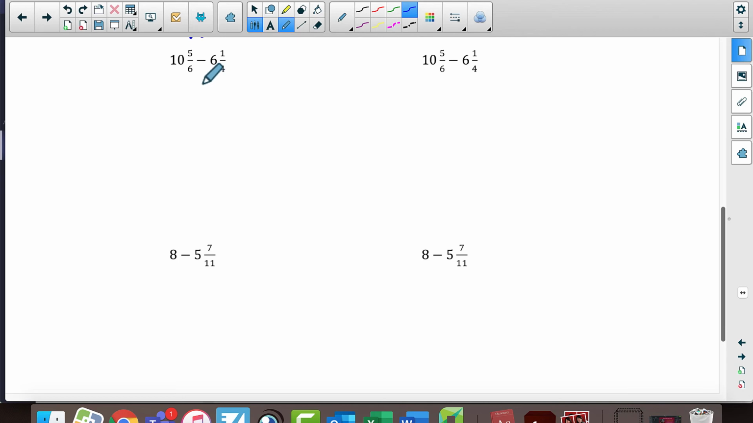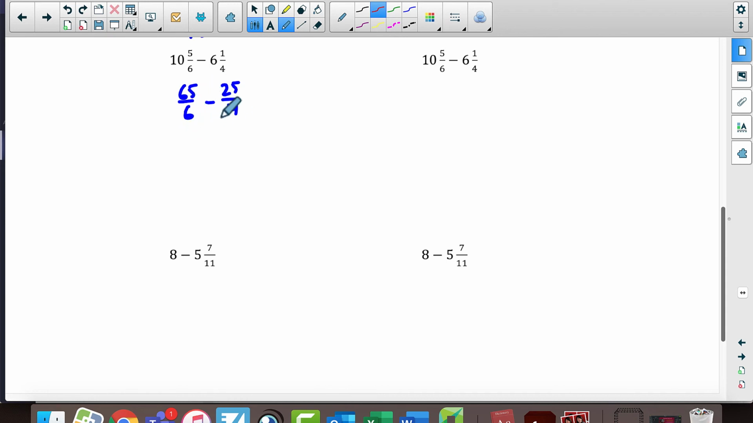All right, next one. I'll switch it to improper first. 10 times 6 is 60, plus 5 is 65 over 6. 6 times 4 is 24, plus 1 is 25 over 4. Now, you can see we're dealing with big numbers here, right? This is why I'm not so crazy about this method. We're getting some big numbers.